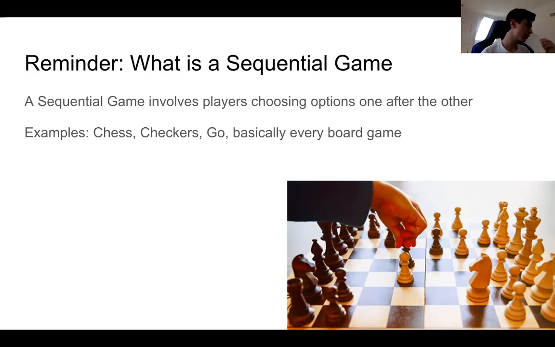Just to make sure people understand the concept and or remember it from last time, can we just get a couple of examples of some sequential games? Yeah, Go Fish, Uno. Poker, Monopoly. Yeah, people are getting it. All right, just making sure.